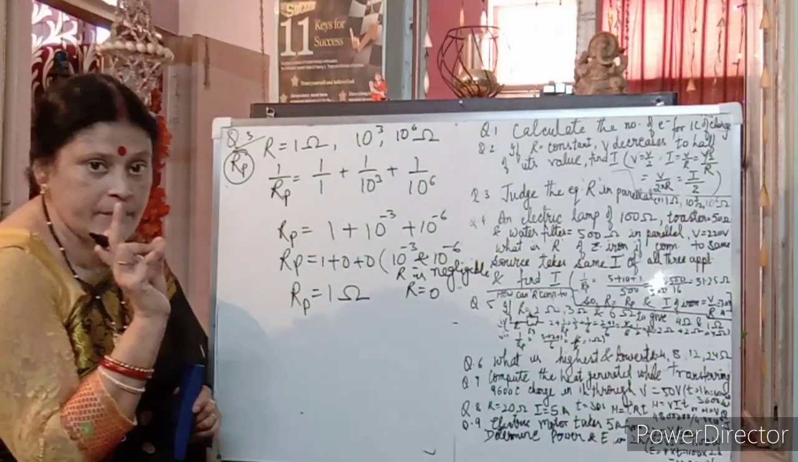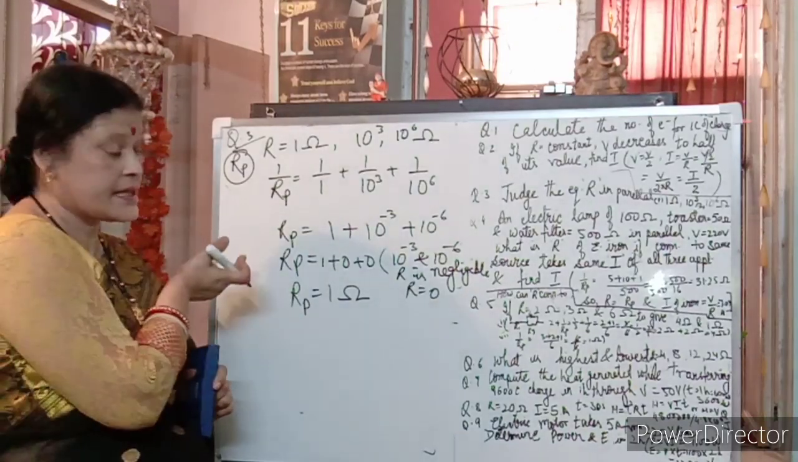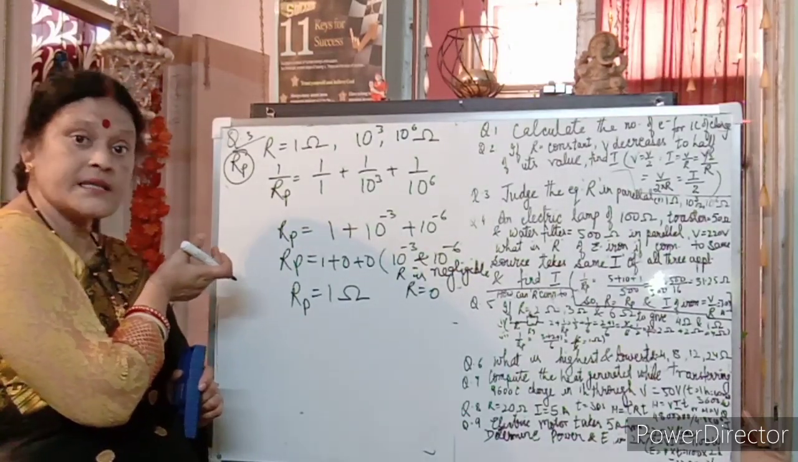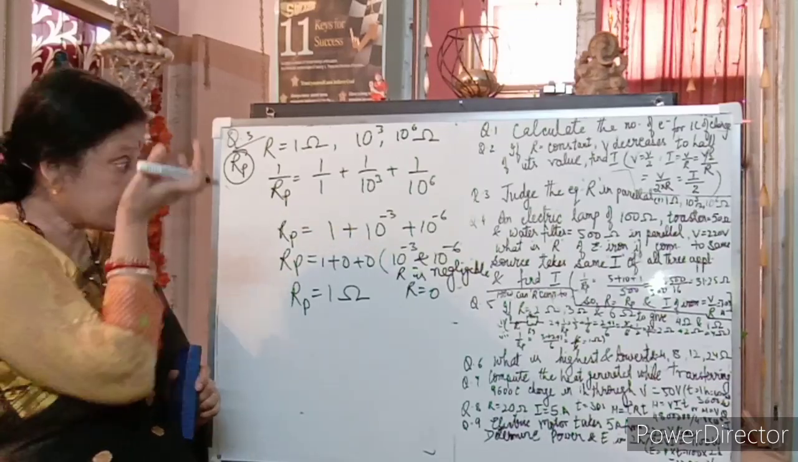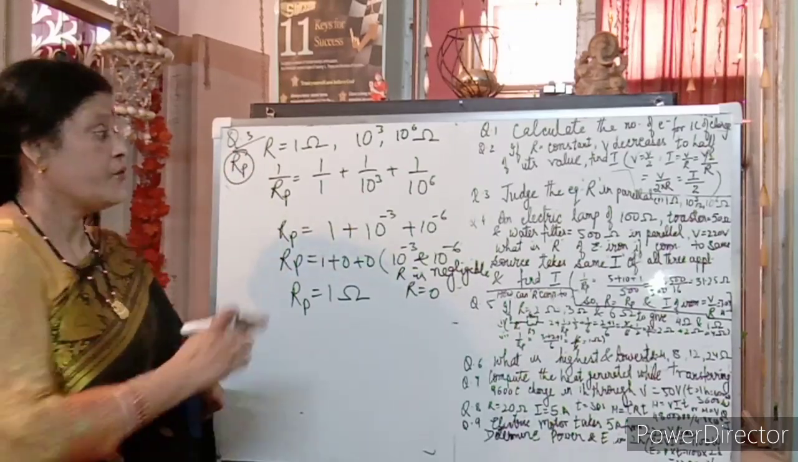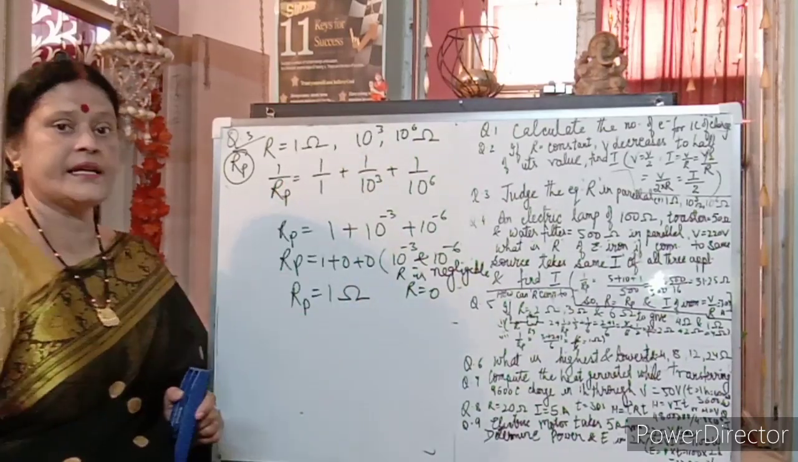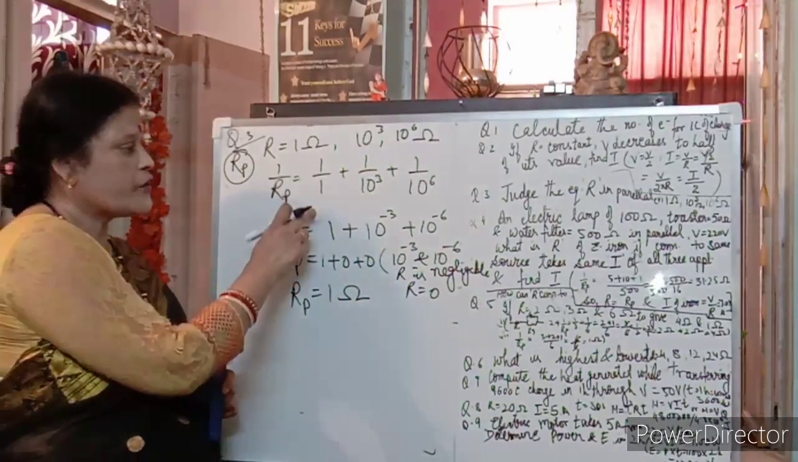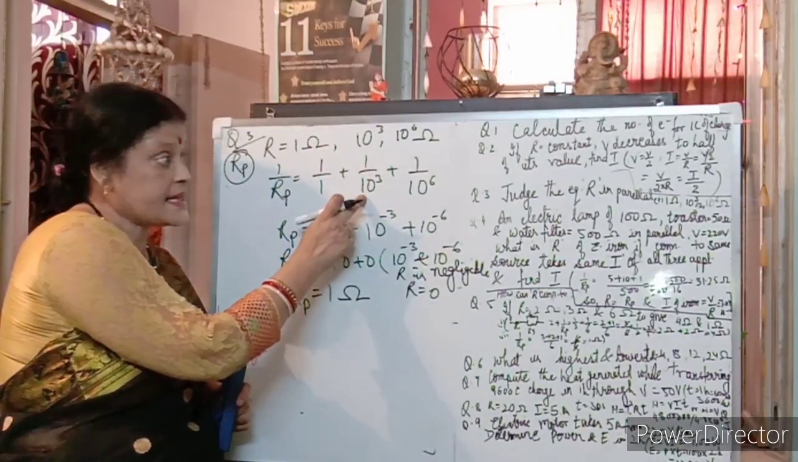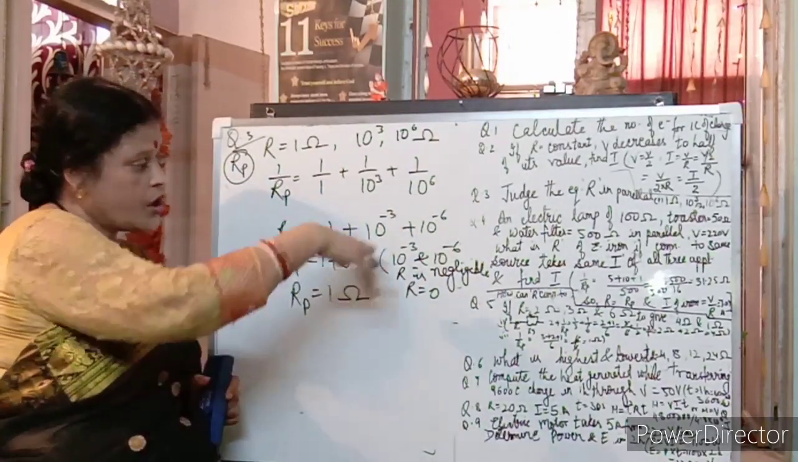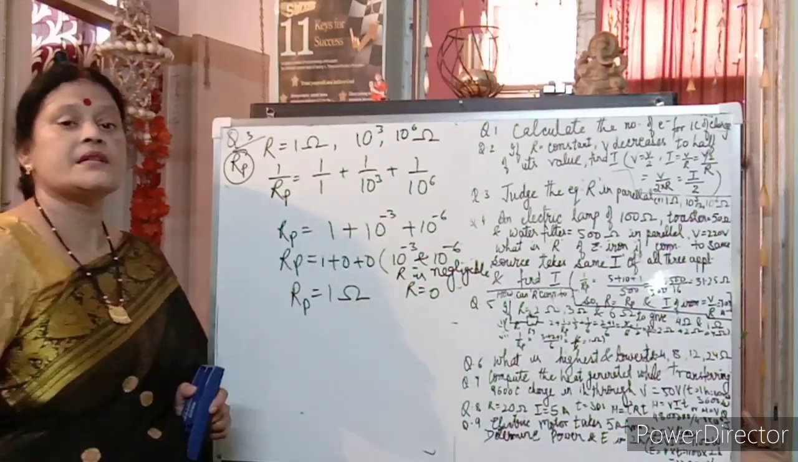If they are not connected in parallel, then it is possible. Then this case will not be there. Whenever you are judging the equivalent resistance in parallel, you have to show it like this. Suppose here it is 10 to the power minus 9 and 10 to the power 6. Then 1 upon 1 plus 1 upon 10 to the power 6, 10 to the power 9. So the reciprocal is quite negligible.